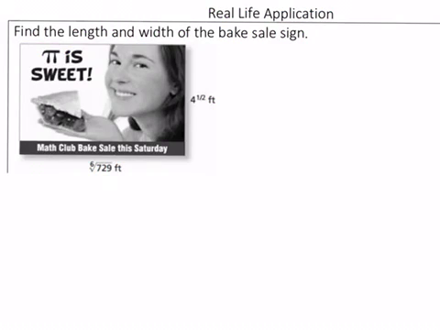Now we are going to find the length and width of the bake sale sign. So basically you just have to simplify our different signs. So I'm going to start with this 4 first. So 4 to the 1/2 power, it swoops and becomes the square root of 4, which is 2 feet. So that one was pretty simple.